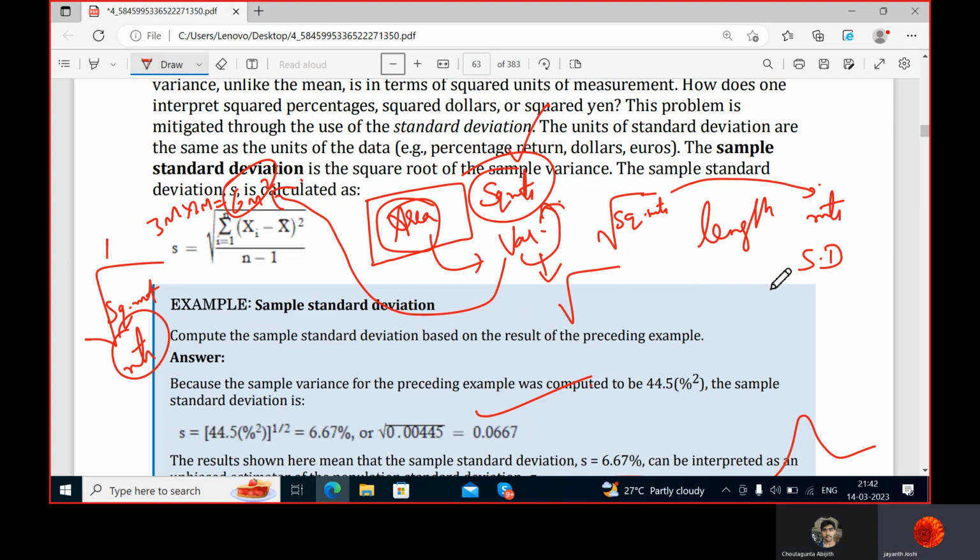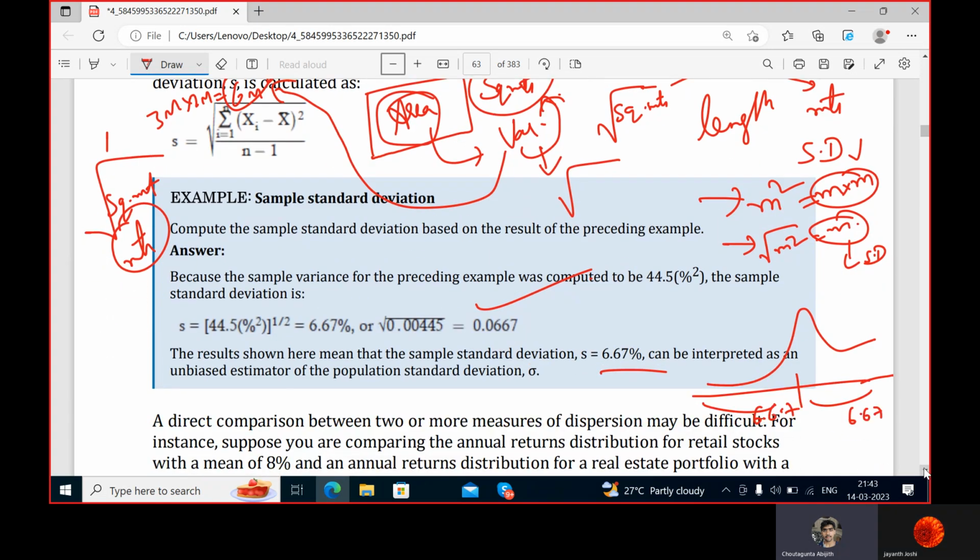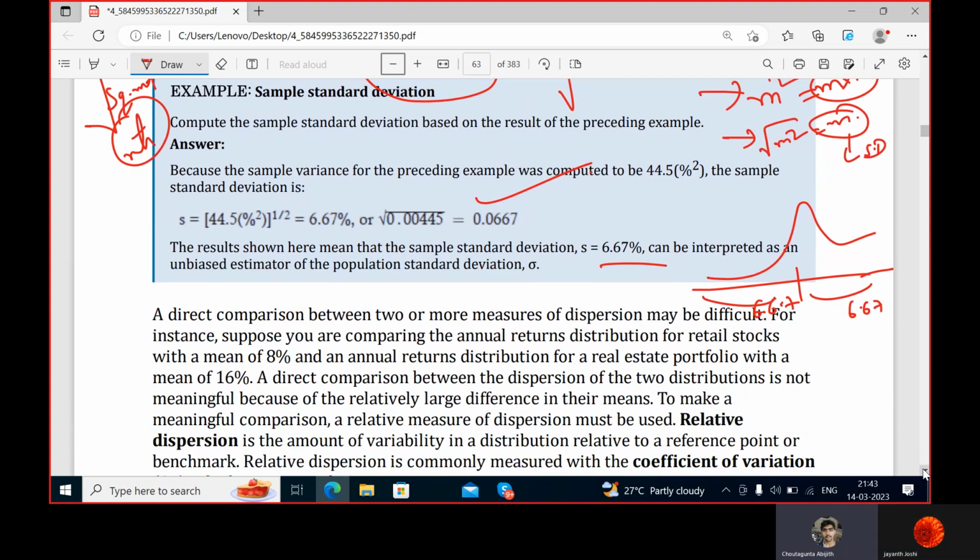Meter square is what? Meter into meter. Correct? Yes, the root of meter square is meter. So when there is meter, it's standard deviation. When there is meter square, it's variance. Both the things are different. Volatility measure in both the things would be different. Here you can't use standard deviation, it is in terms of meter square. Here you can't use variance, it's in terms of meters. So now you got it. Yes, sir.